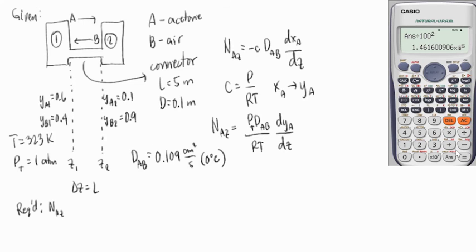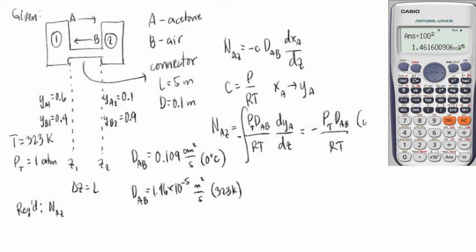Therefore, the value of our diffusivity dAB is equal to 1.46 times 10 raised to negative 5 square meter per second. This is now at a temperature of 323 Kelvin, and this is what we are going to use for our calculations. Going back to our molar flux equation, we simply have to integrate this expression in order to get our final expression. So we now have negative total pressure dAB over RT times YA2 minus YA1 divided by Z2 minus Z1 or delta Z.